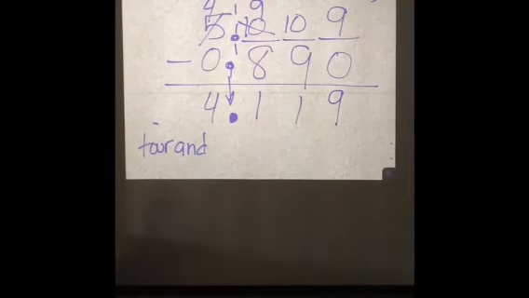119,000ths. Thousandths, because this is the thousandths place, isn't it? This is the hundredths place, and this is the tenths place, right? So that would be 419,000ths. Okay, that was kind of tricky, wasn't it? Yes. Well, let's move on.